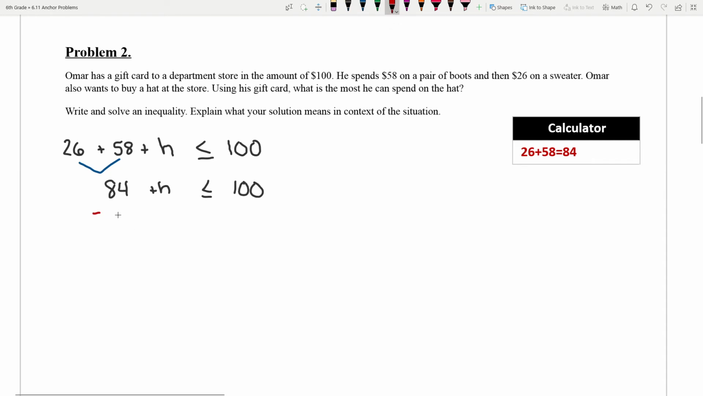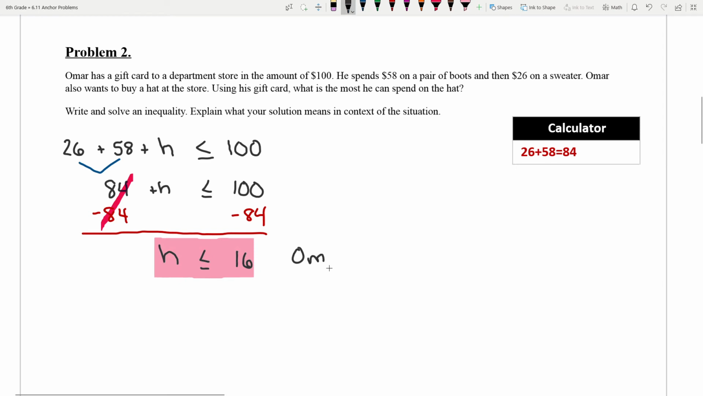Then we'll subtract 84 from both sides. The 84 minus 84 cancels out to be 0. We have 0 plus h, or just h, is less than or equal to, and 100 minus 84 is 16. So that's the answer to the inequality. Explain what it means. Omar can spend $16 or less on a hat.